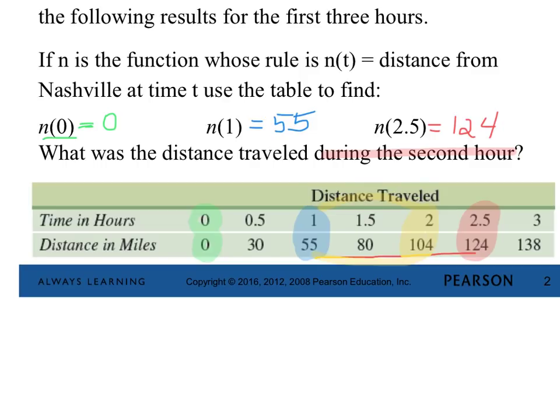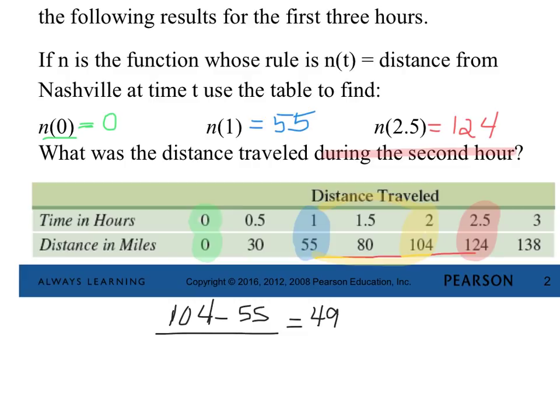And then we see that that actual distance is 104, which is how far we'd gone at the end of hour 2, minus 55, which is the distance that we had gone at the end of the first hour. And 104 minus 55, I believe, is 49 miles.